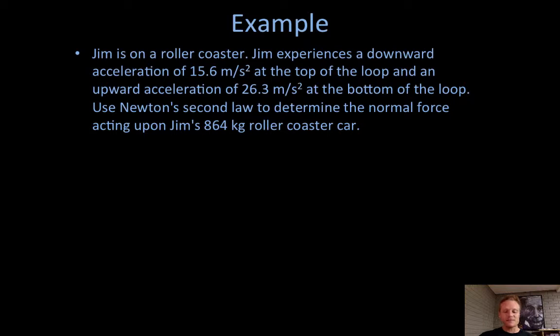So let's do an example of this. It says Jim is on a roller coaster. Jim experiences a downward acceleration of 15.6 meters per second squared at the top of the loop and an upward acceleration of 26.3 meters per second squared at the bottom of the loop. Use Newton's second law to determine the normal force acting upon Jim's 864 kilogram roller coaster car.